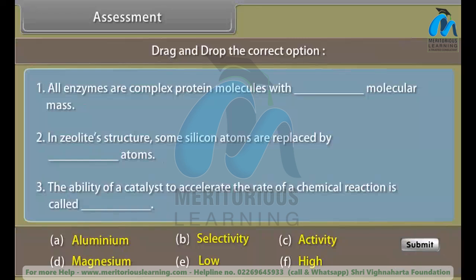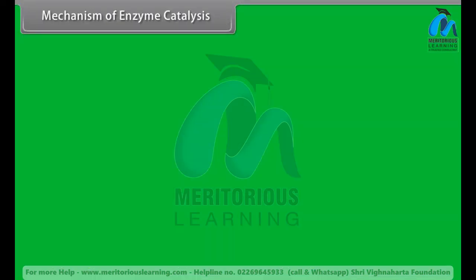Assessment. Before proceeding further, let us know how much you have learnt. Drag and drop the correct option. Mechanism of enzyme catalysis.